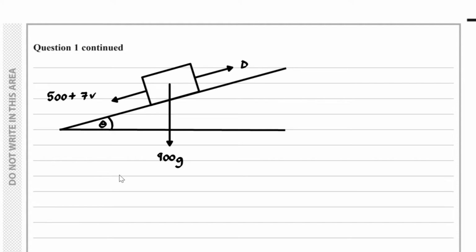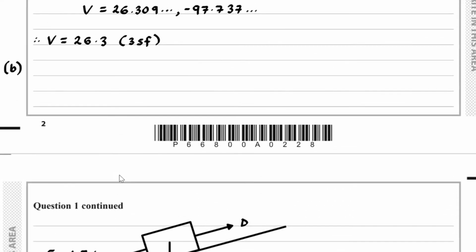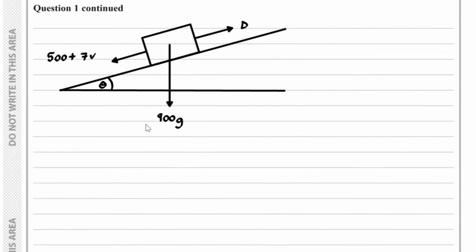Now before we do anything else, we're working at a rate of 18 kilowatts. So, we know already the power is equal to the driving force D multiplied by V. So we have 18,000 equals D multiplied by 15, from which we can conclude D is equal to 1,200.